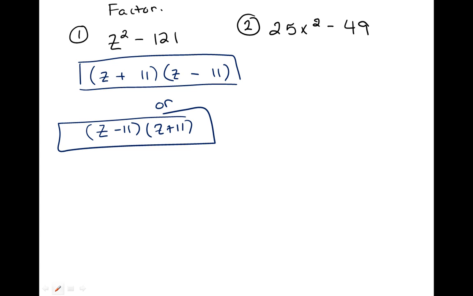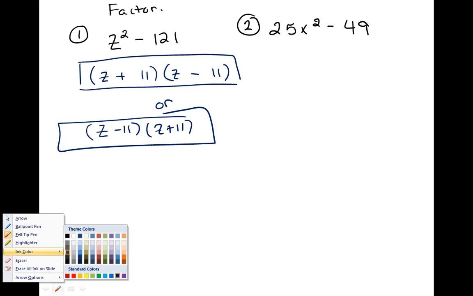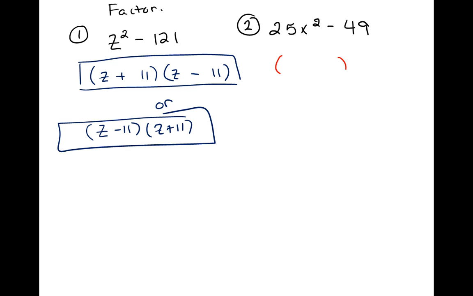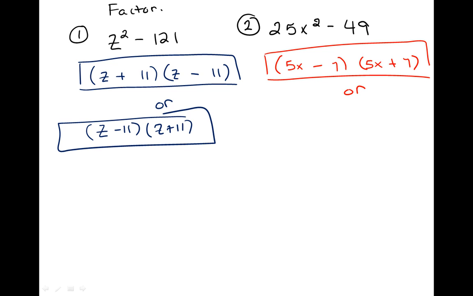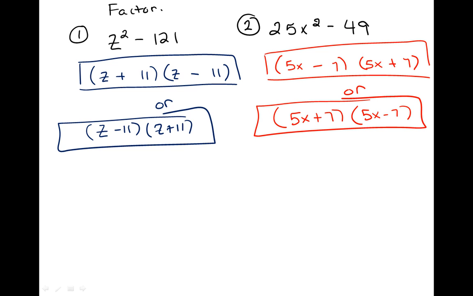What do you get when you factor the one next door to that? Draw your two sets of parentheses. What's the square root of 25x squared? Are you saying to yourself 5x? 5x multiplied by 5x is 25x squared. The square root of 49 is 7. We know that one is negative and one is positive. I'm not going to always write them both ways, but I do want to drive home that you don't have to put the negative first. 5x plus 7 times 5x minus 7, because of the commutative property of multiplication, is the same thing.